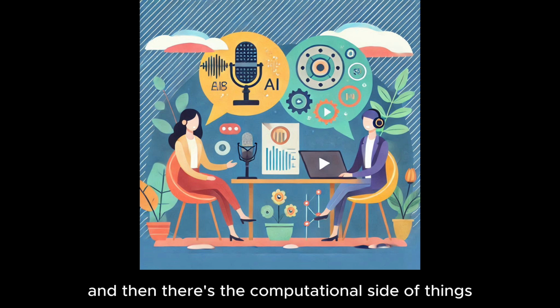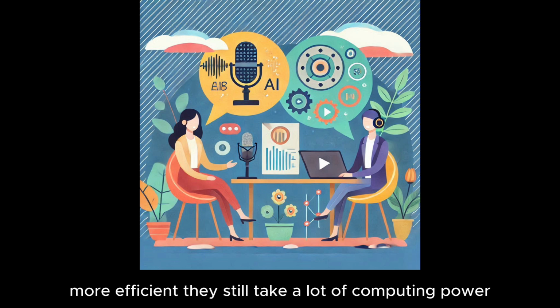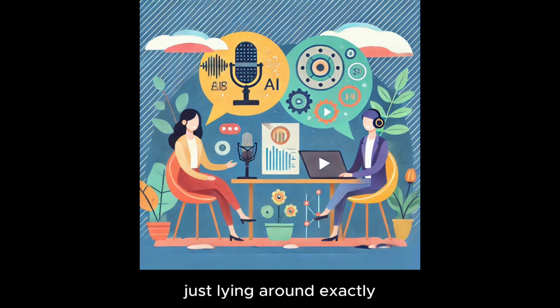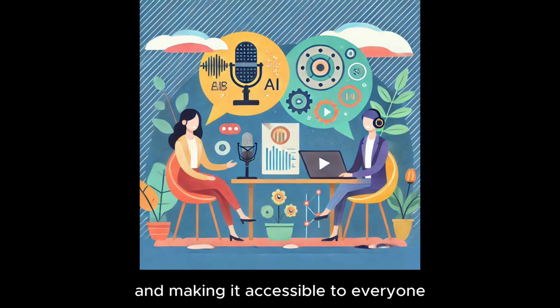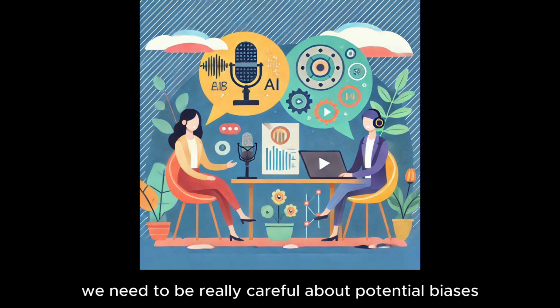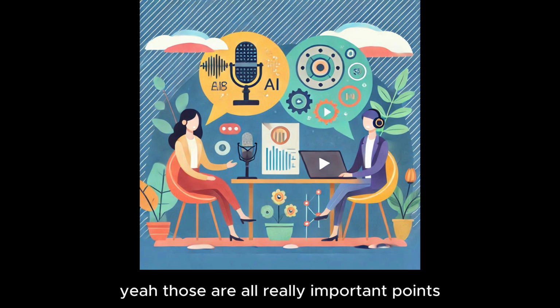You got it. And then there's the computational side of things. Even though researchers are working on making these models more efficient, they still take a lot of computing power to handle code switching on a large scale. Right. Most people don't have a supercomputer just lying around. Exactly. So we need to strike that balance between performance and making it accessible to everyone. What else? And of course, we can't forget about the ethics of all this. That's right. The ethical side is huge. As this tech gets more powerful, we need to be really careful about potential biases and make sure these systems are fair and inclusive.